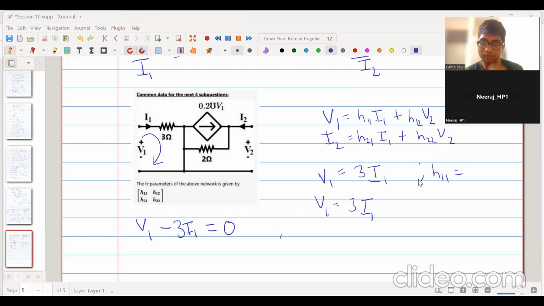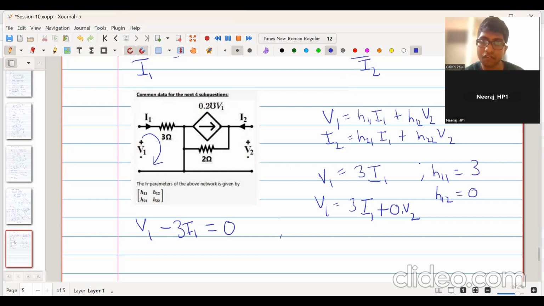So in comparison, we will get H11 is equal to 3 and H12 is equal to 0, because this is 3 I1 plus 0 into V2. So H12 is equal to 0, H11 is equal to 3. Alright.